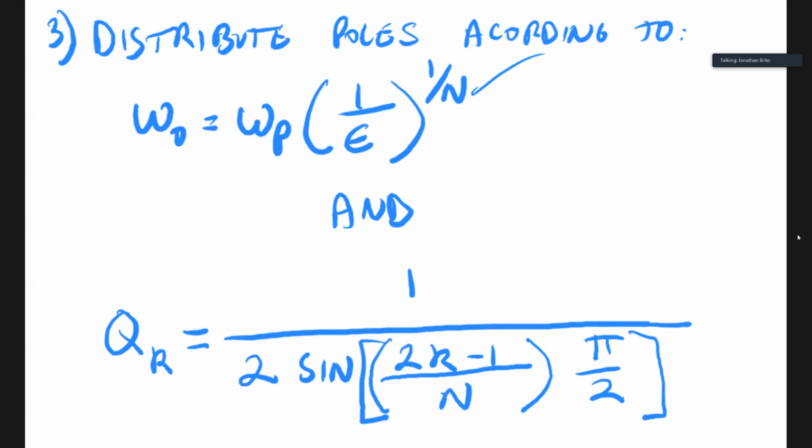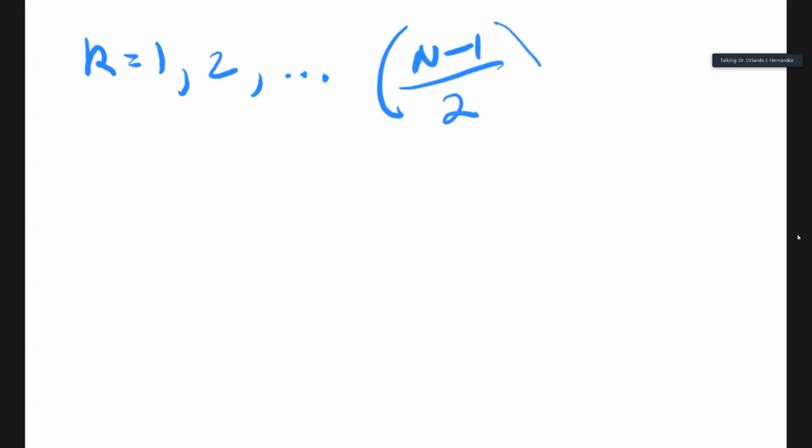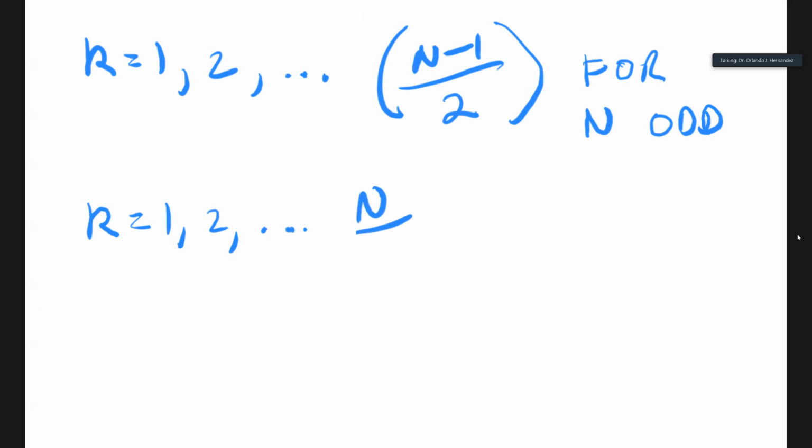What's the variable close to 2? Is that an R? K. Okay, this is a K. Let me not confuse things. Let me just clear this. K runs from 1 to n minus 1 over 2 for n if n is odd, and K runs to n over 2 for the case when n is even.